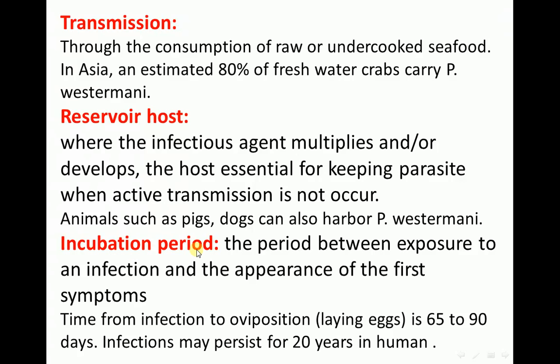Incubation period, which is the period between exposure to an infection and the appearance of the first symptoms of disease. In our parasite, the time from infection to oviposition takes about 3 months. Infections may persist for 20 years in a human.